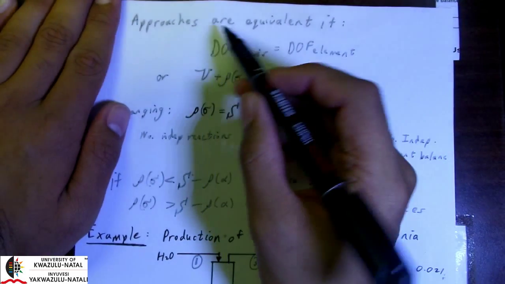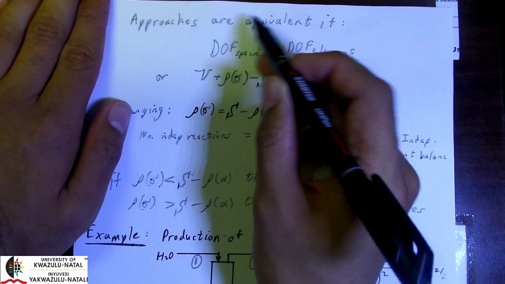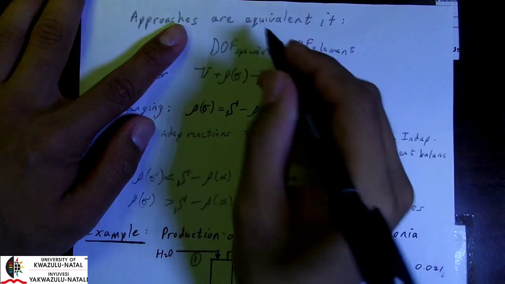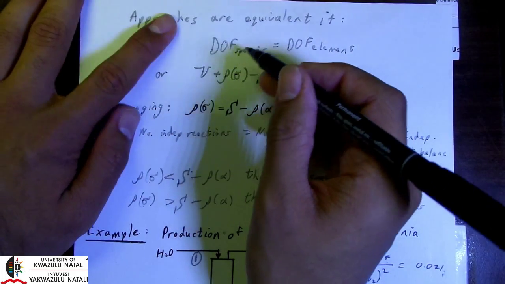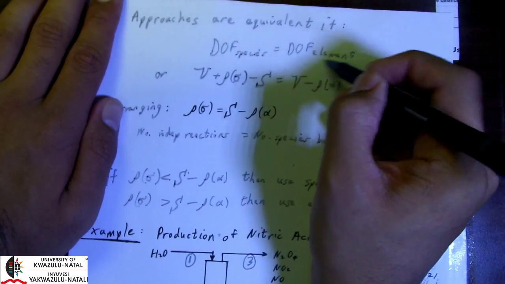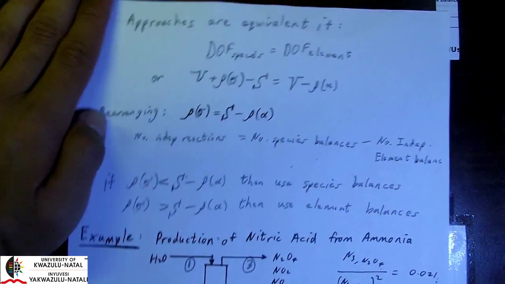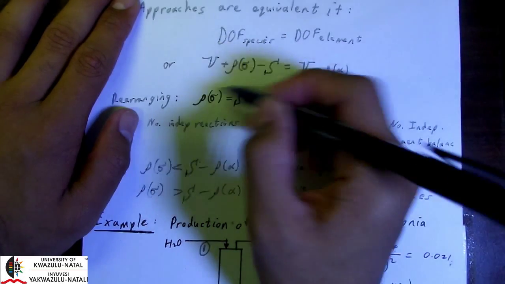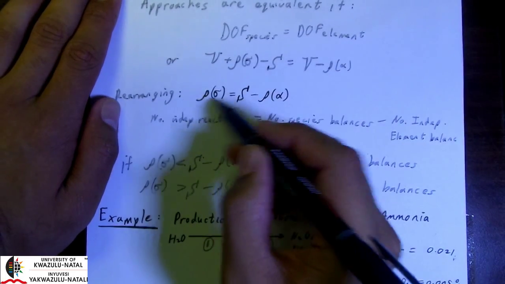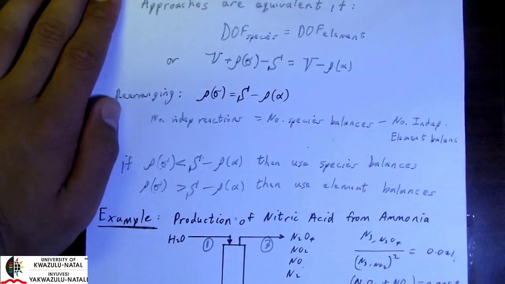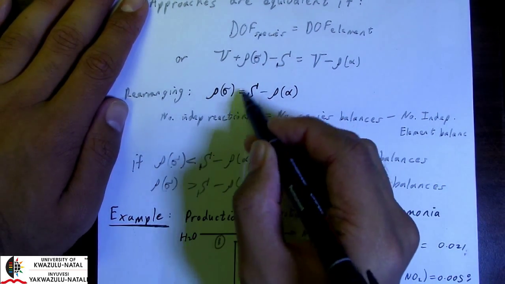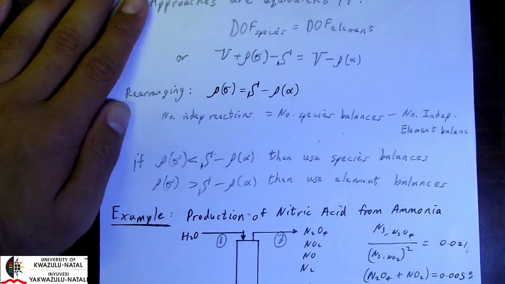Now, if we can perform the calculation and determine our degree of freedom for each of the types of calculations, we can make deductions. In the case of the degree of freedom for species balances being equal to the degree of freedom for element balances, we can have the following relationship, and by rearranging, we get the following. By cancelling the number of stream variables, we end up with rho of sigma being equal to the number of species minus the number of element balances.